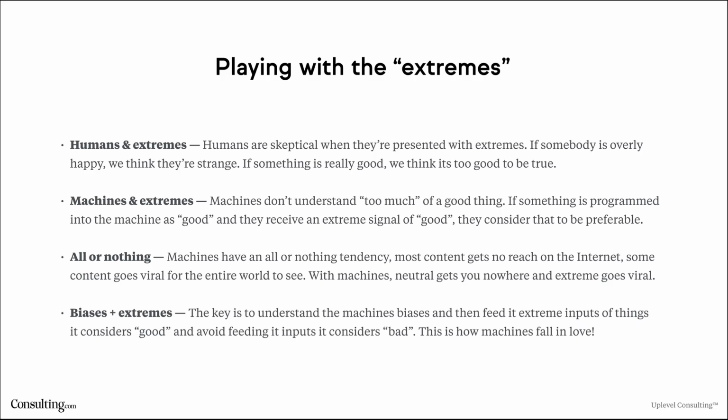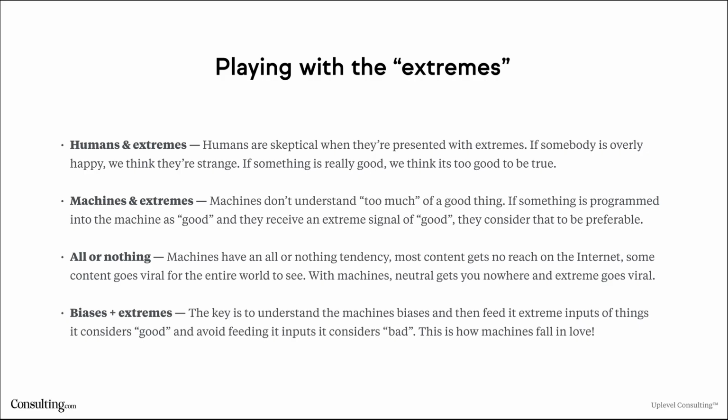And all or nothing. Machines have an all or nothing tendency, and most content gets no reach on the internet. Most people's posts, most people's photos, they get nothing. Barely anyone looks. And some content goes viral for the entire world to see. I'm sure you've seen this too. How come some things just get seen by everyone in the entire world, and the vast majority of things just don't get anything?